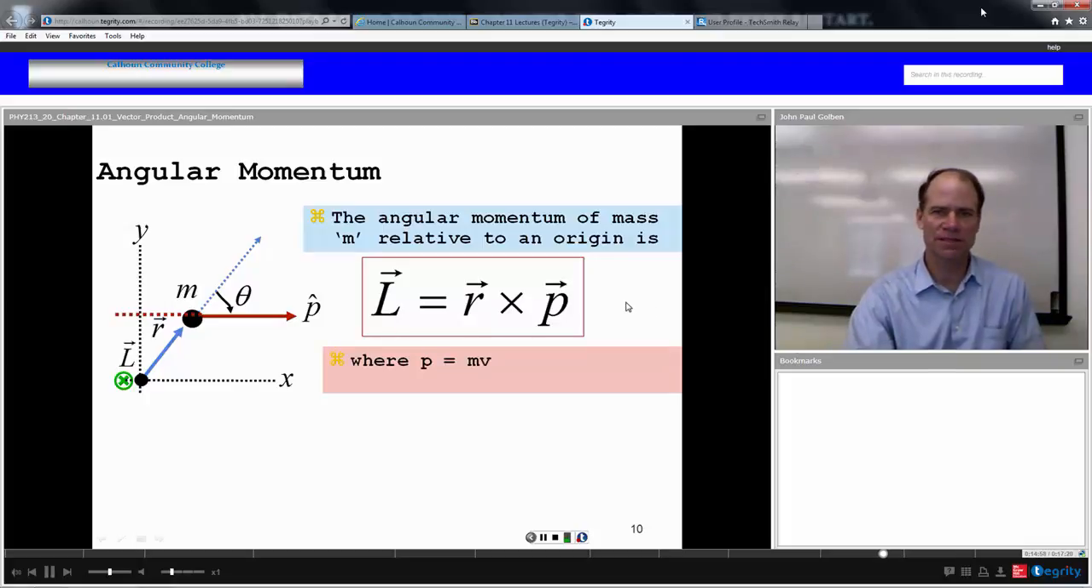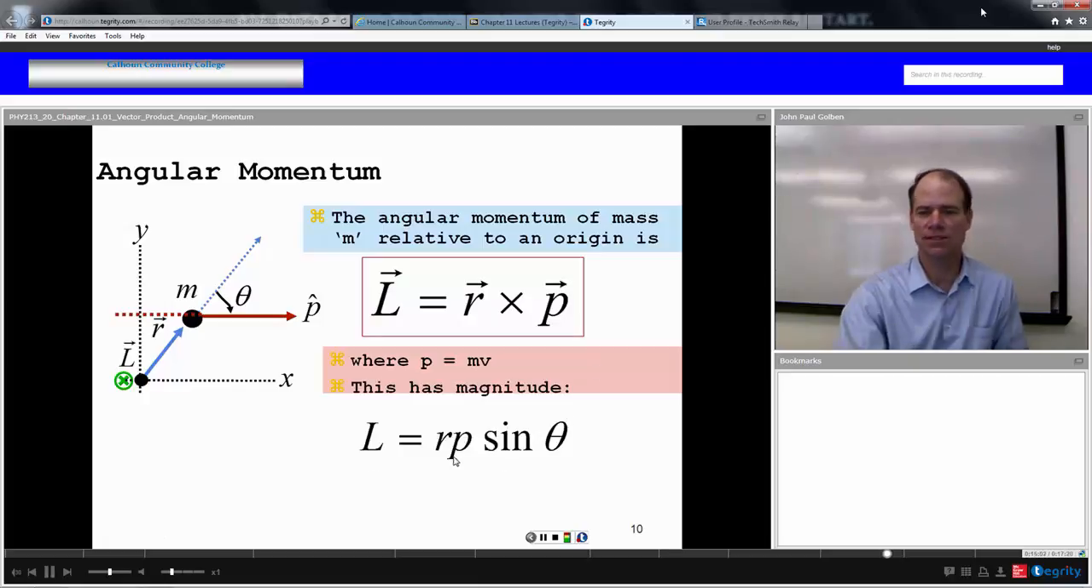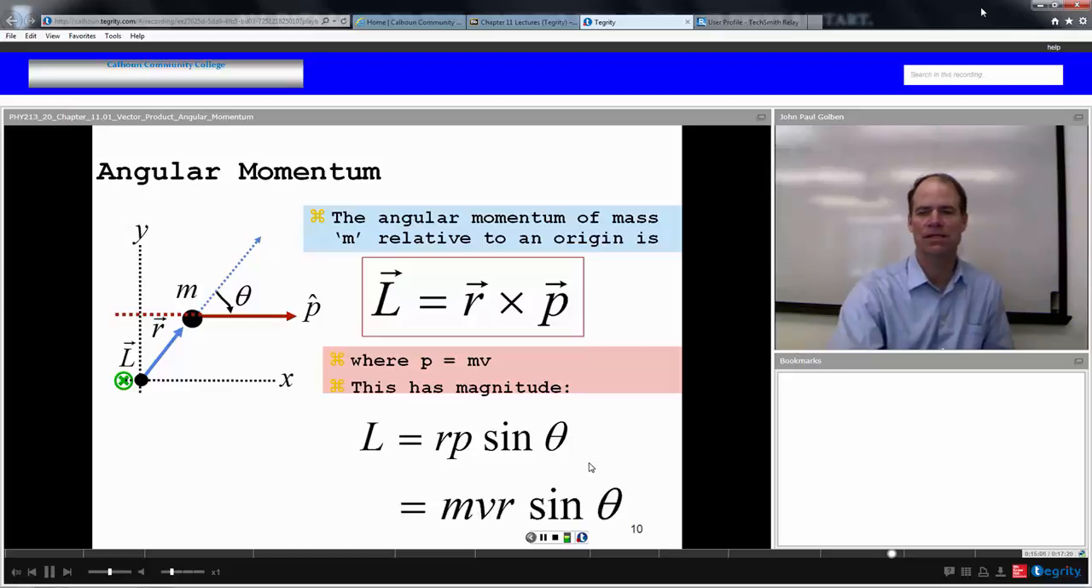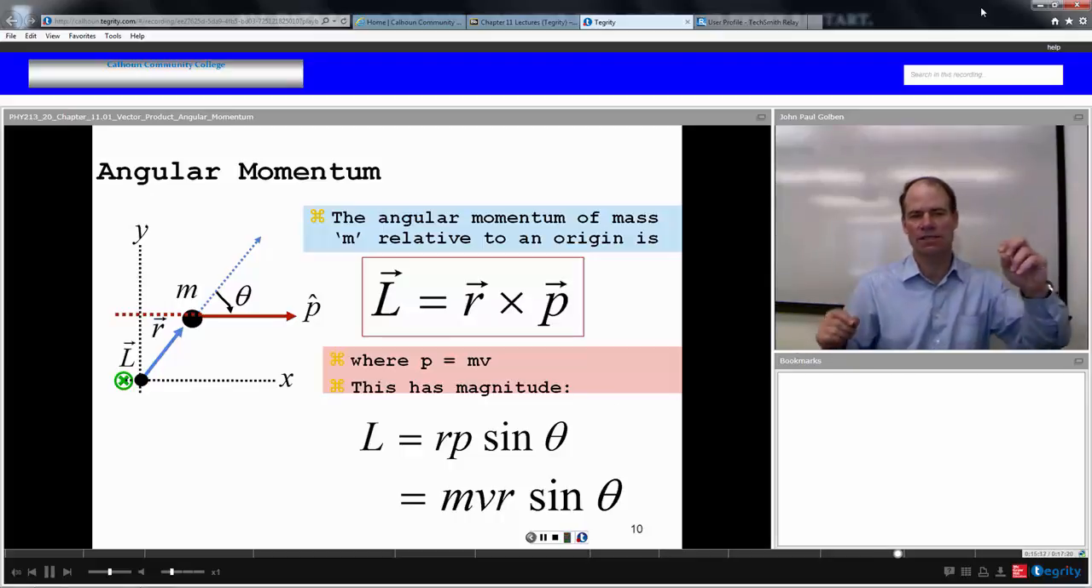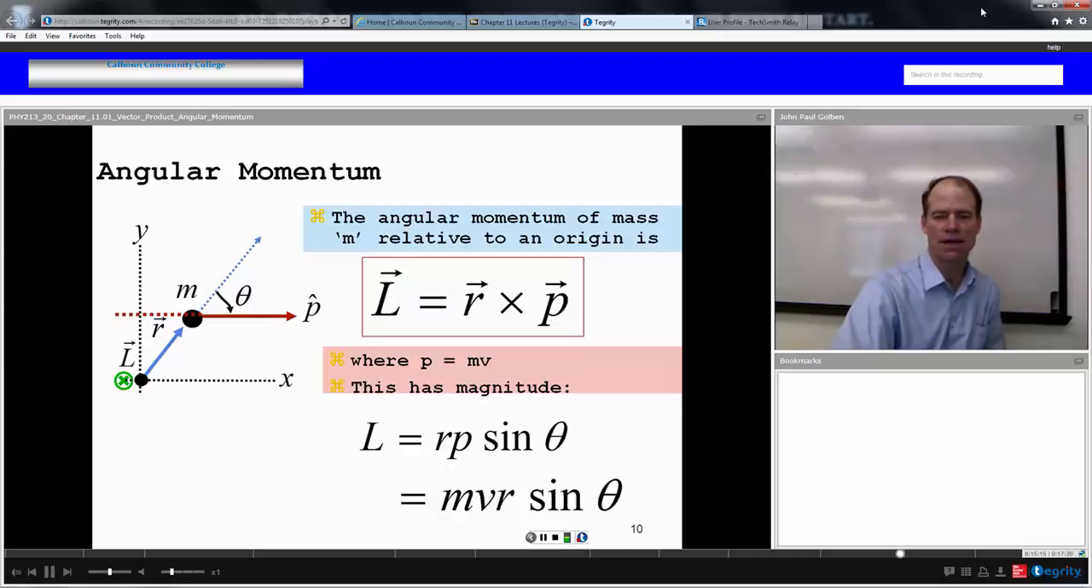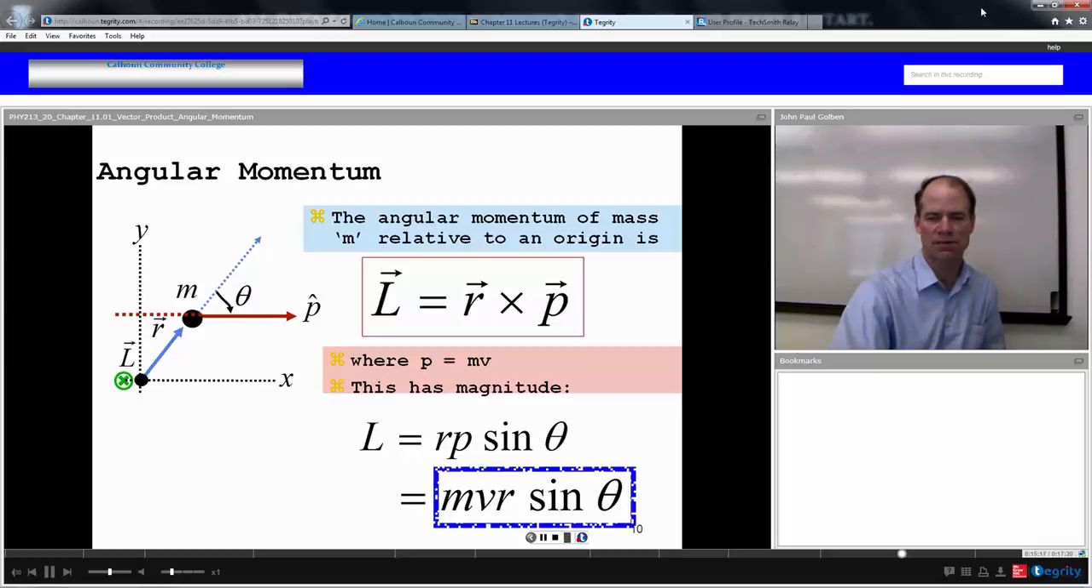Momentum is mass times velocity. So this would have magnitude equal to r times the magnitude of the momentum, p, sine theta, or m v r sine theta, where r is the radial distance to that point and v is the velocity of the mass.